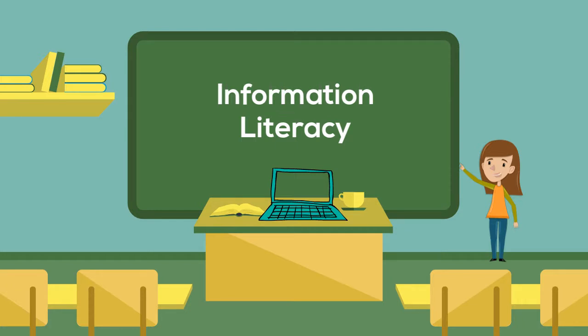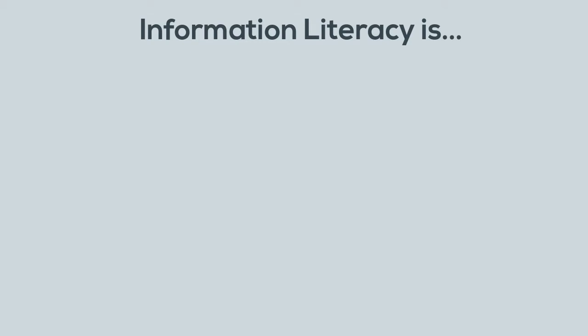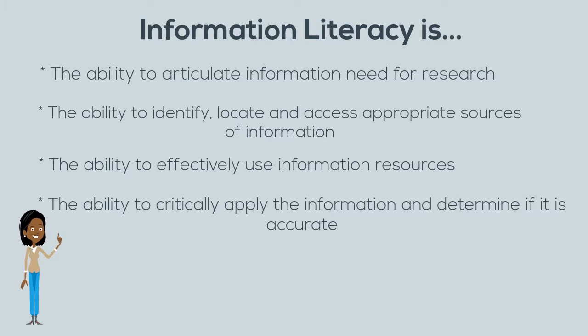student how to look at information on the web with a critical eye is called information literacy. Now, you might ask yourself, well, what is informational literacy and how do I teach this to a child or a student? Well, informational literacy is the ability to articulate information, the ability to identify, locate, and access appropriate sources of information, the ability to effectively use information resources, and finally, the ability to critically apply the information and determine if it is accurate.